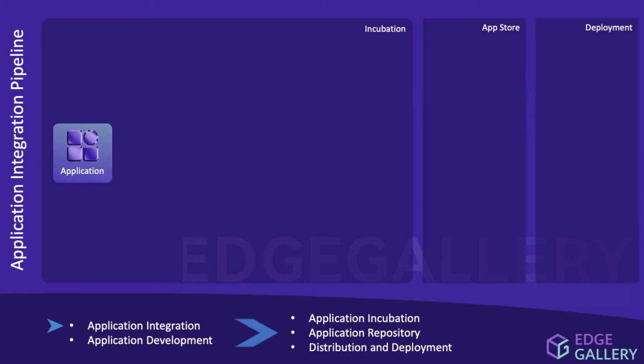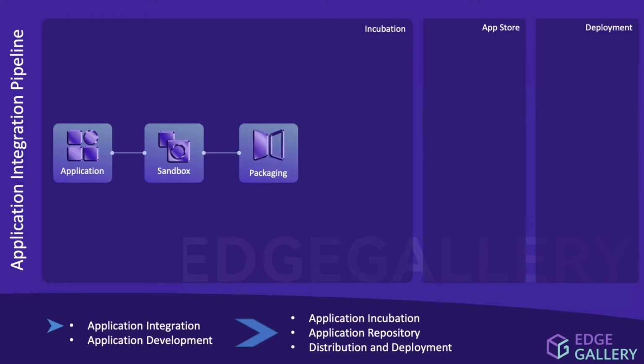As part of incubation, first step is to start an application integration project by providing necessary details about an application, as well as deployment-related artifacts. Next step is to do a sandbox test, wherein an application vendor can leverage EdgeGallery provided sandbox features to carry out application test. Next step is application packaging, wherein EdgeGallery facilitates auto-generation of application package.